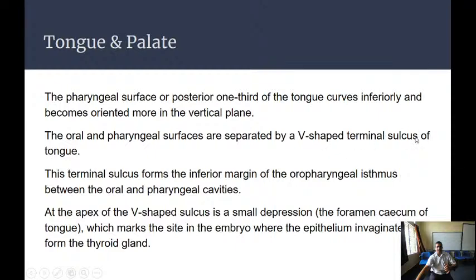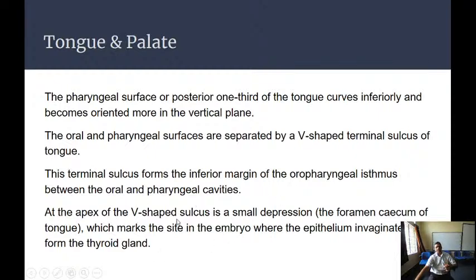At the junction between the anterior 2/3 and posterior 1/3 is a V-shaped terminal sulcus, and this terminal sulcus forms the inferior margin of the oropharyngeal isthmus. We have seen the superior margin, and the lateral margin is the palatoglossus muscle, which joins the tongue at the anterior 2/3 and posterior 1/3 junction. The sulcus forms the demarcation on the floor between the oral cavity and the oropharynx.